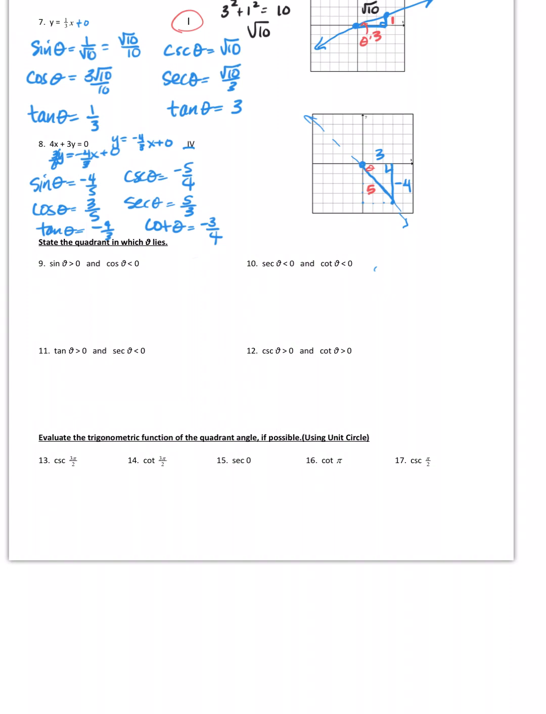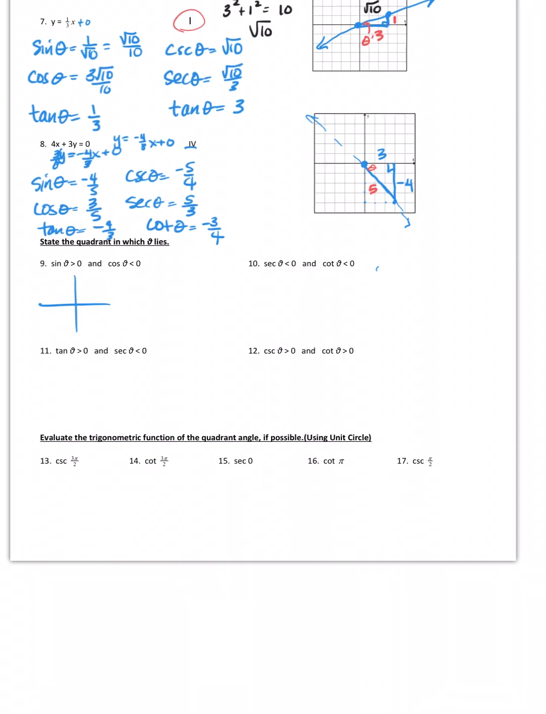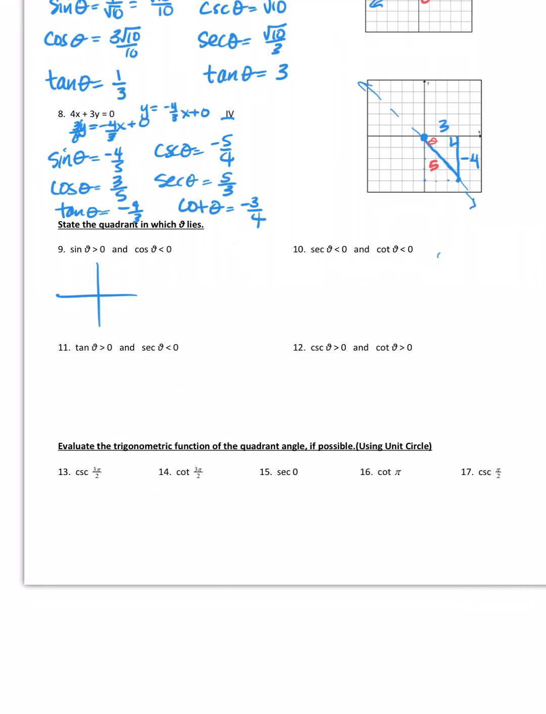All right, as we continue on, let's look at this next type of question. This one is just asking you, state the quadrant in which theta lies. So the way that I would approach this is draw myself the 4 quadrants and start eliminating what doesn't work. So look at the constraint it gave me. It says the sine of theta is greater than 0. So remember, sine is y over r. And r is always positive, right? So if it's greater than 0, that means the y's are positive. So what quadrants have a y value that is positive? Well, we know it's either 1 or 2 because that eliminates 3 and 4.